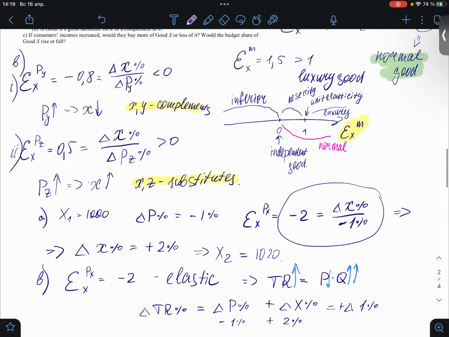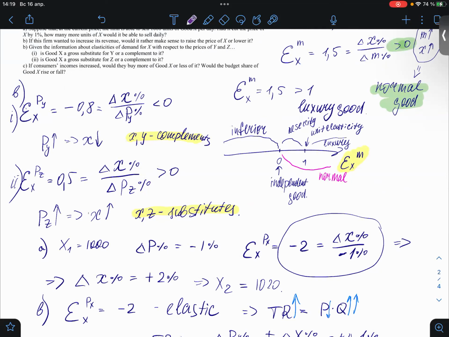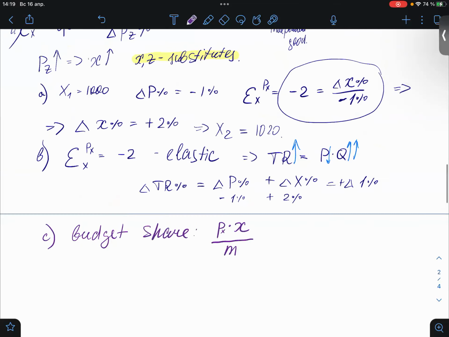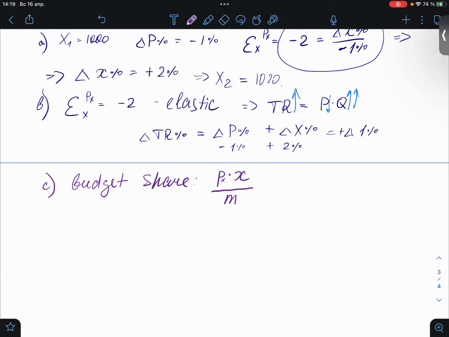Okay, what can we say? If consumers' incomes increased, would they buy more of good X or less of it? More of the good. Would the budget share of good X rise or fall? How can we write down the change in budget share in percents? It is the change in price of good X in percents plus the change in the demand for good X in percents, minus, because it's in the lower part, the change in monetary income in percents.